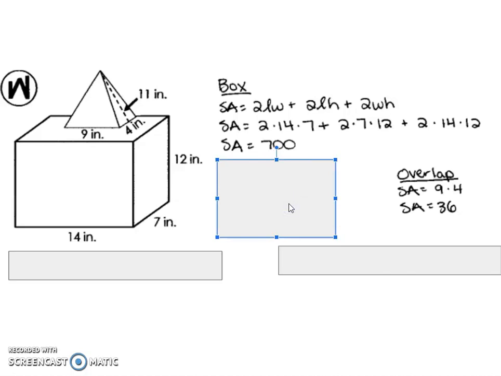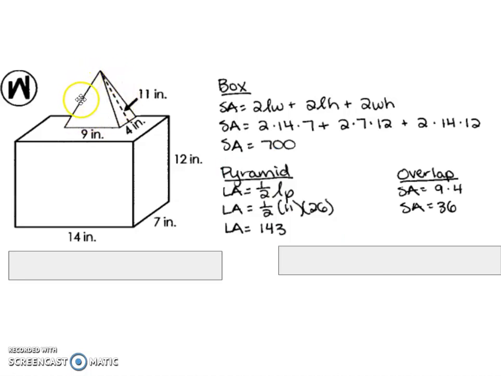LA stands for our lateral area, and that's just giving me the sides around. It doesn't include my base. So for that, we're using our slant height, which is L, and in this case, that's my 11. They marked it for us. Slant height is on the outside of a pyramid, and height is on the inside.